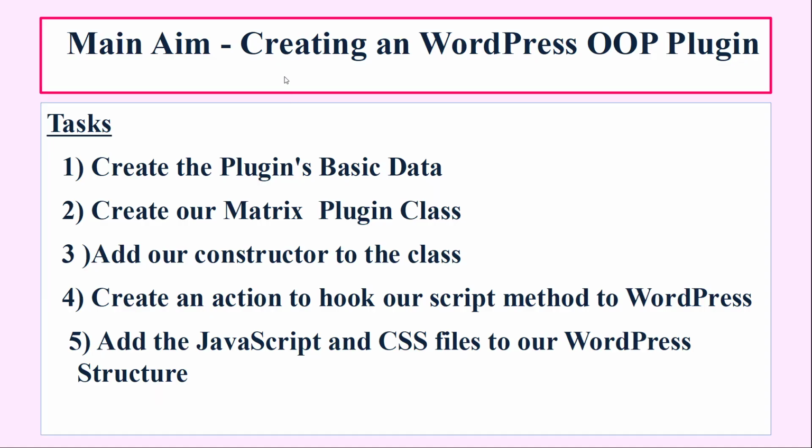Our main aim is to create the WordPress OOP plugin, so we're going to create the plugin using object-oriented programming. The 5 tasks that we're going to be doing in this video are creating the plugin basic data, creating our matrix plugin class, adding our constructor, creating an action to hook our script method to WordPress, and then adding the JavaScript and CSS files to our WordPress structure.